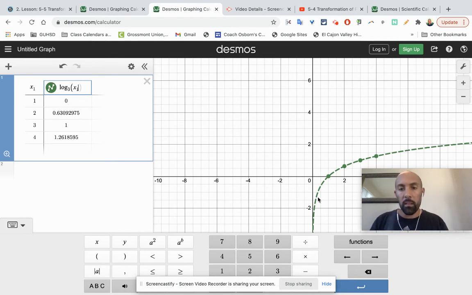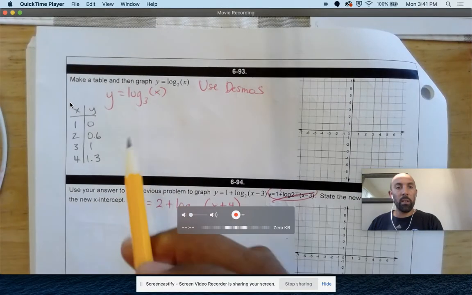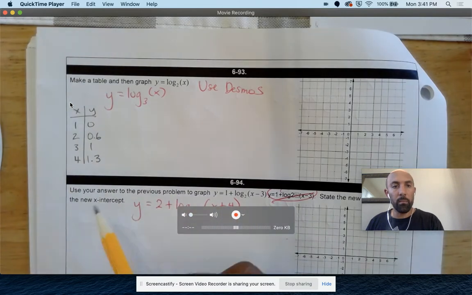Now, what I did is I made a dashed line here just so you guys could see the pattern of what's happening here. So you can see that kind of log pattern. And then we're going to write down these values here. So in my table, I'm going to write down 1, 0, 2, and let's round that to 0.6, and then 3, 1. And then for 4, I'm going to round it to the nearest tenth, so that'll be 1.3. Okay, so that's what I've got for log base 3.